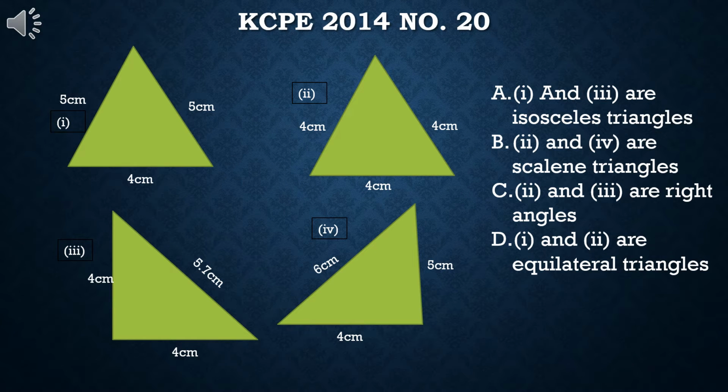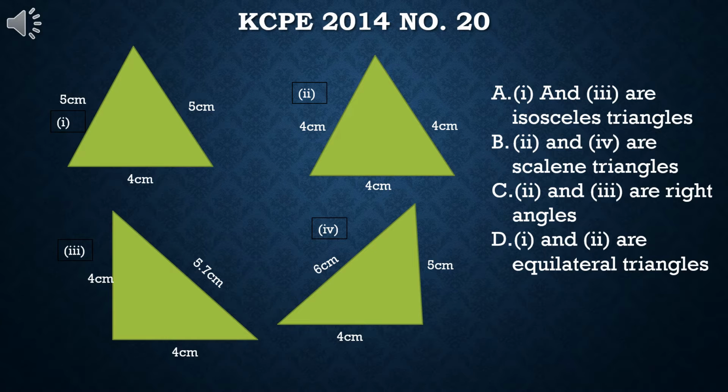Below are 4 different types of triangles. Which one of the following pairs of triangles correctly describes the types of triangles above? Just to go through the triangles, the first one, which measures 5 centimeters, 5 centimeters, and 4 centimeters, that's an isosceles. We know an isosceles has 2 sides which are equal and 2 angles which are equal.